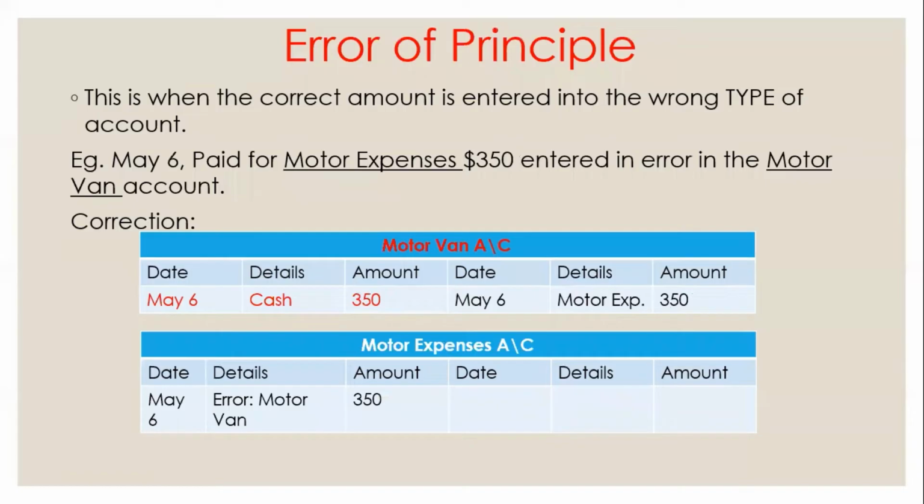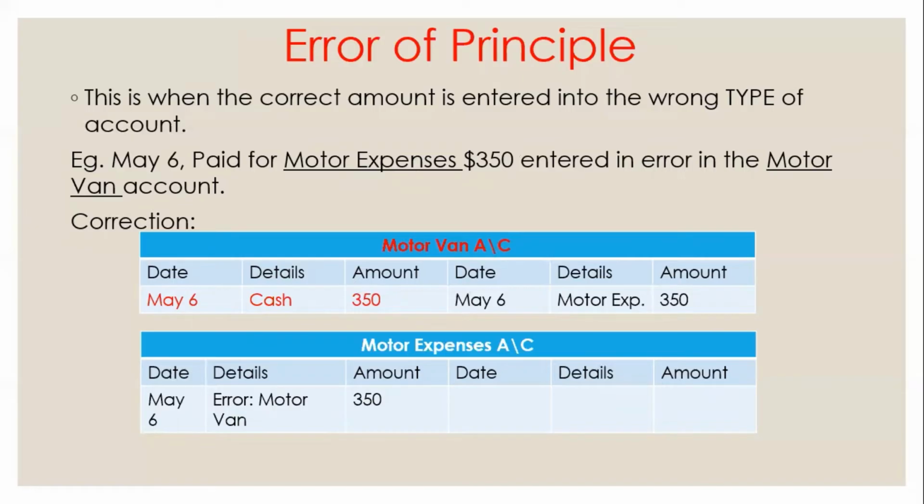Next error is error of principle. Now, this is when the correct amount is entered into the wrong type of account. And I want you to pay attention to the word type of account, right? So for example, on May 6th, you paid for motor expenses for $350, right? But you entered it in error in the motor van account.